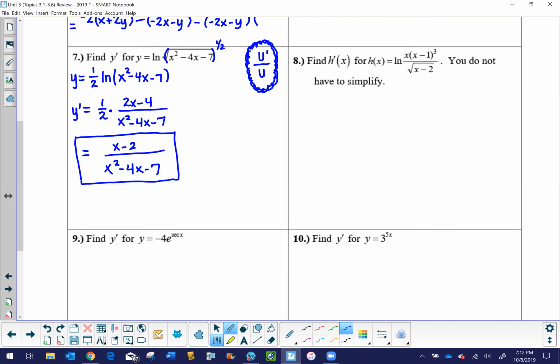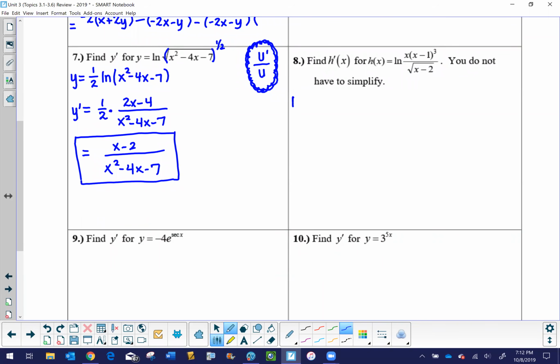There is no way that any of us want to take the derivative of all of this. That is one heck of a u prime, right? It's got a quotient rule, it's got a product rule, it's got a chain rule, it's got like every rule known to man in it. So that's not the route that we'll take.